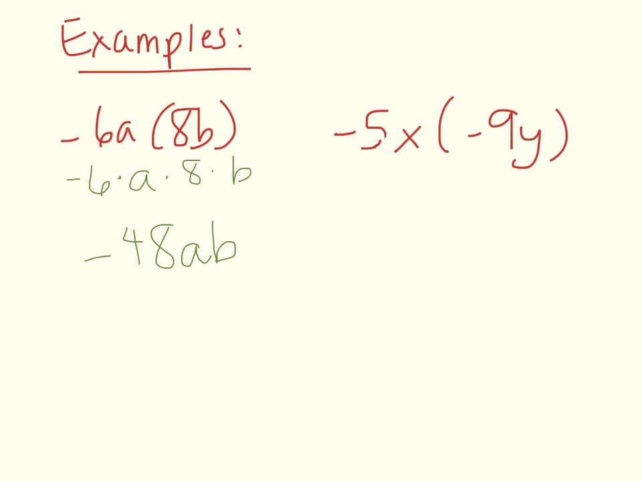So negative 5x times negative 9y, remember, is like negative 5 times x times negative 9 times y. So I can multiply my two numbers together and get 45xy.